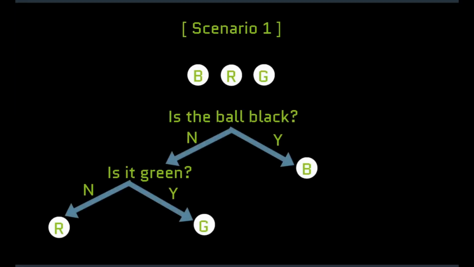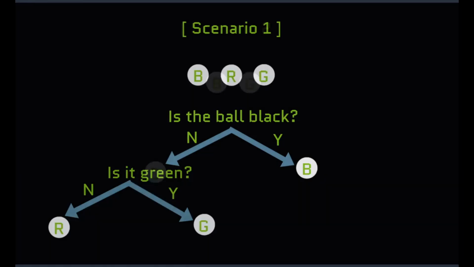First, let us understand what entropy means. Entropy is a term used in information theory, so basically we will try to give you an intuition of what entropy is. Let us see scenario 1. You have a bag of 3 balls. One is black, one red and one green. The goal is to find which color has the fewest questions.